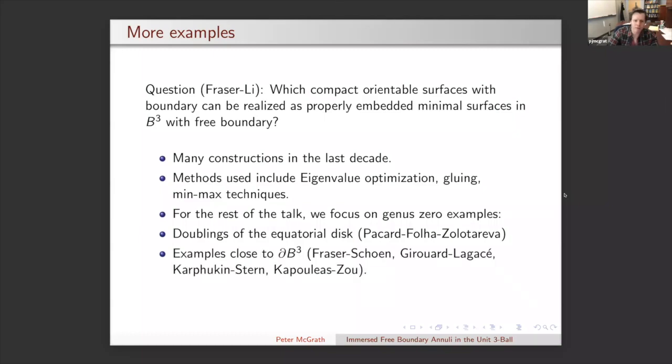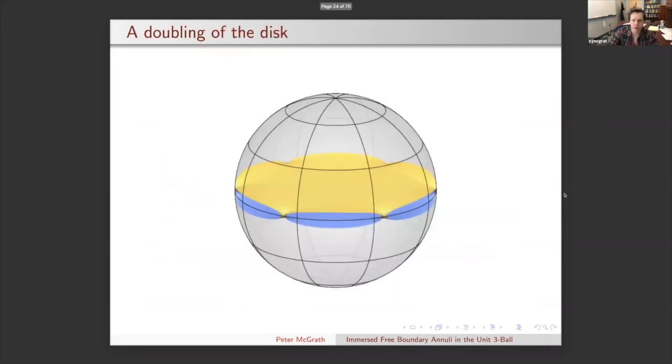And more recently, there have been some constructions by several authors, including some of the organizers of this seminar, of examples of genus zero embedded surfaces that are, in an appropriate limit, very close. The varifold limit converges to the boundary of the three ball. So I have some pictures, again, courtesy of Mario.